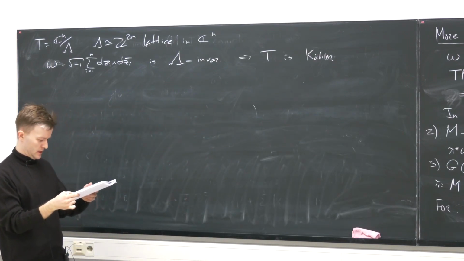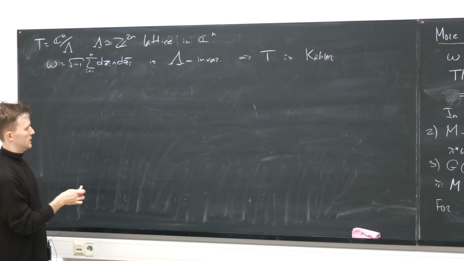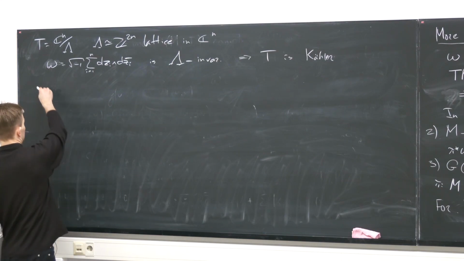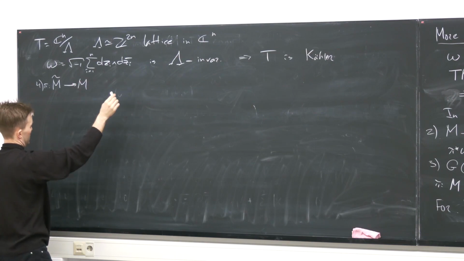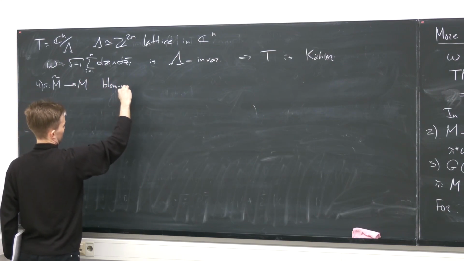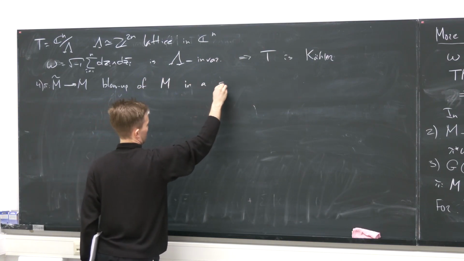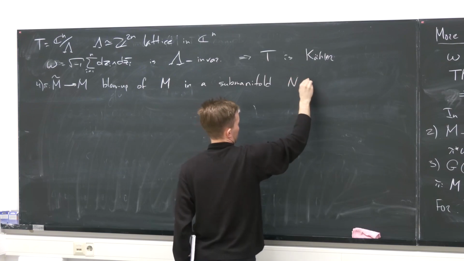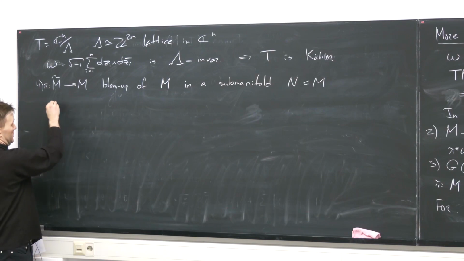Also there was an example of a blow-up. So we had an example when we blew up a point in C2, and more generally I mentioned that one can blow up a manifold M along some submanifold N, and this blow-up of M in the submanifold N will be Kähler if M was Kähler.